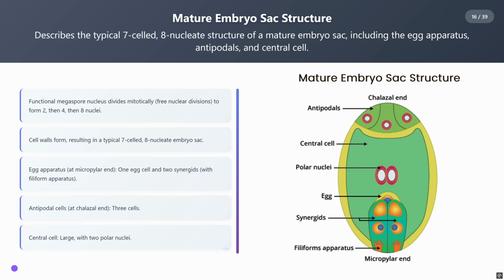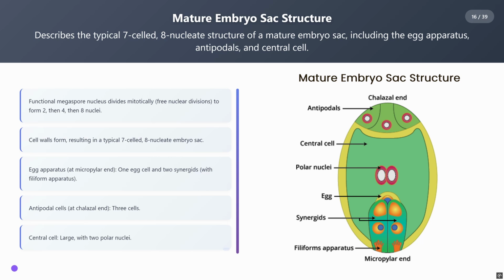It is quite remarkable. And a very important point here is that these initial mitotic divisions are free nuclear. That means the nucleus divides, but cell walls don't form immediately around each new nucleus. Right. They're all just sharing the same cytoplasm for a while. Free nuclear divisions. It's only after this 8-nucleate stage is reached that cell walls start to form, organizing these nuclei into distinct cells. This leads to the structure of the typical mature female gametophyte, the embryo sac.